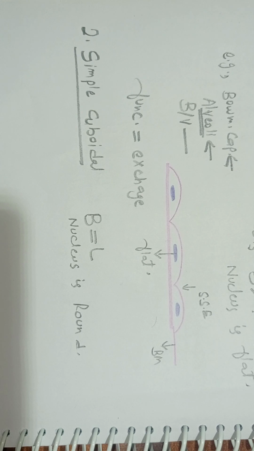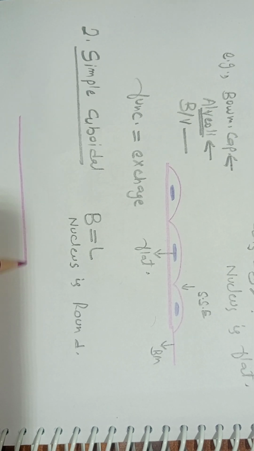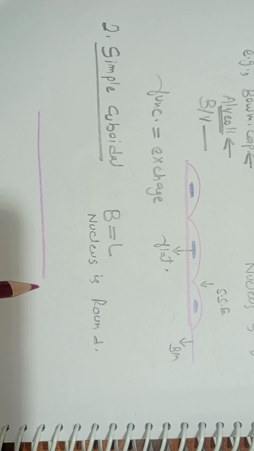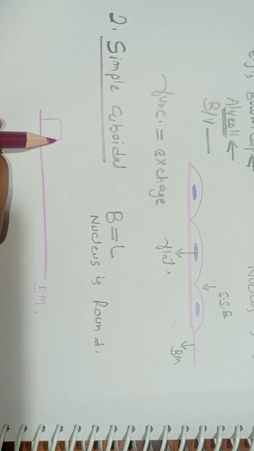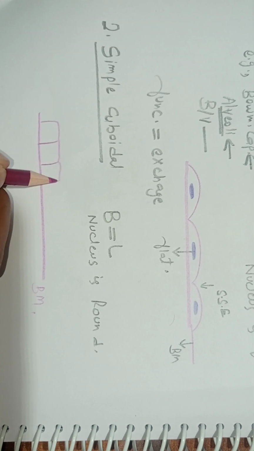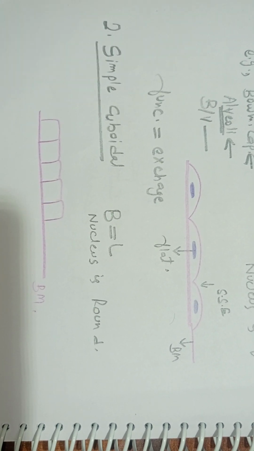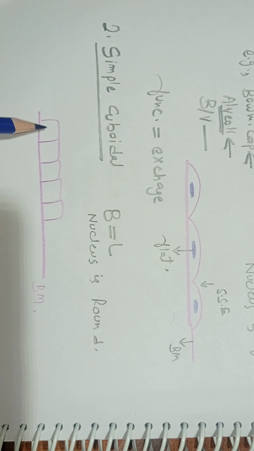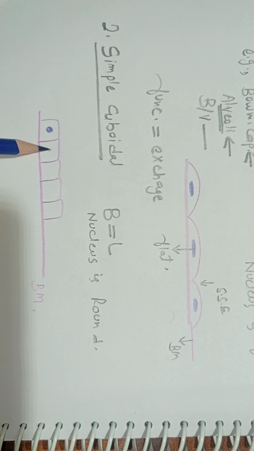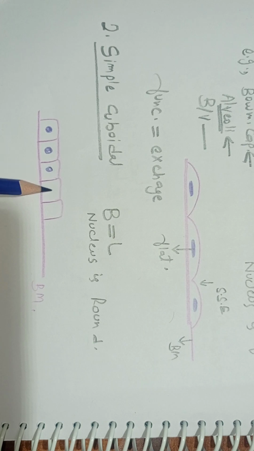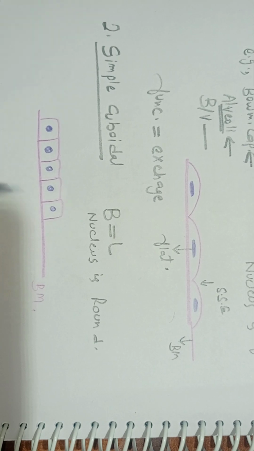Now we will draw the simple cuboidal epithelium. Like always, in simple epithelium there is the presence of a basement membrane. So this is the basement membrane of the simple epithelium. Here is the simple cuboidal epithelium. Clearly, the breadth is equal to the length, and the nucleus is round. So this is the diagram of the simple cuboidal epithelium.